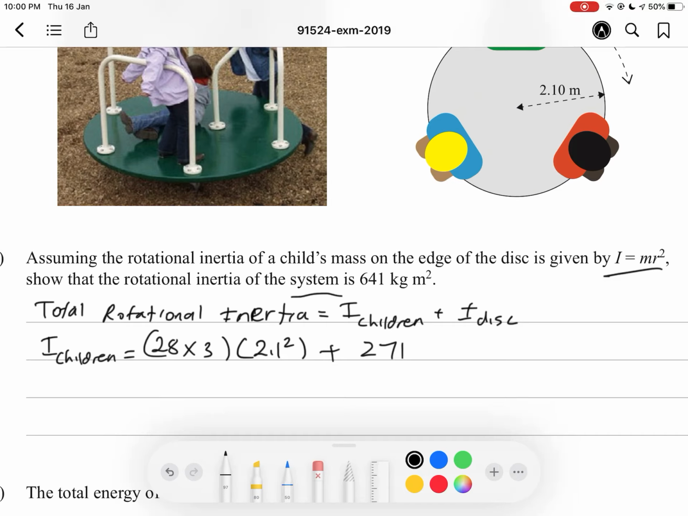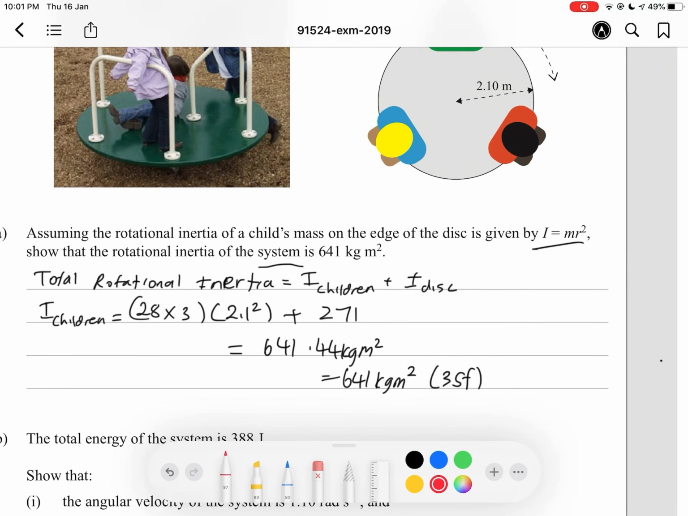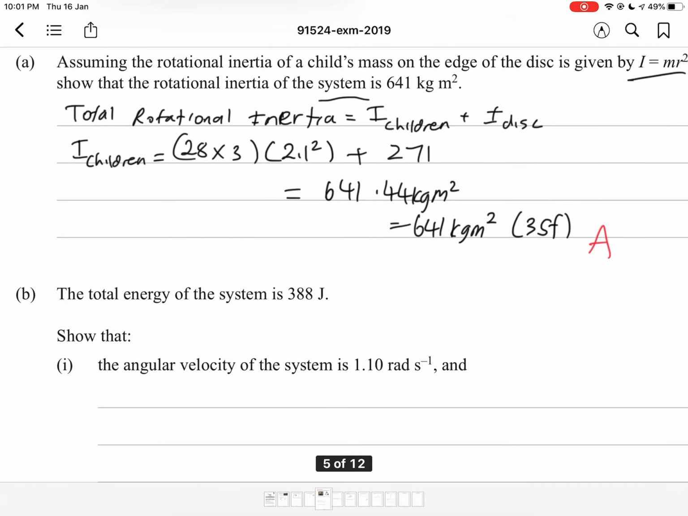Should get an answer of 641, but just to double check: 28 times 3 times 2.1 squared plus the 271. Yeah, that gives us a rotational inertia of 641.44 kilogram meters squared, and that is equal to 641 kilogram meters squared if we round it to 3 SF. And this should just be a standard achievable question.